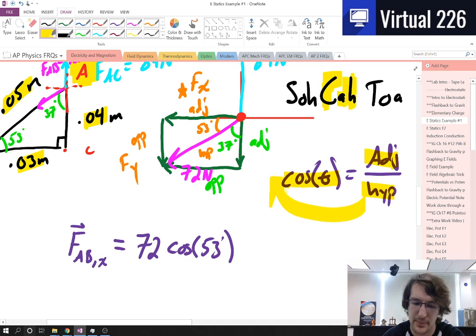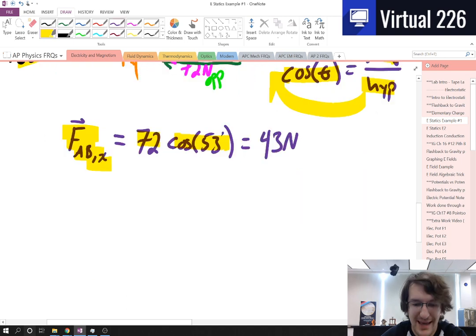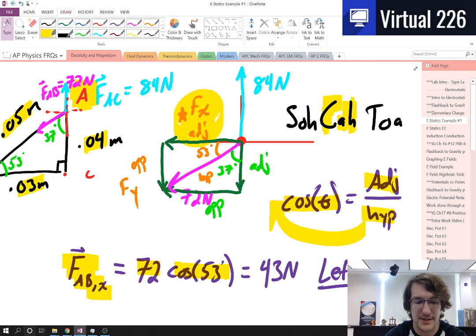I move that hypotenuse over, so I get 72 times the cosine of 53 equals the adjacent side, which is the force of AB in the x direction. That is this value up here, F of x, or Fx, excuse me. Okay, so this will give us a value here of, what is this number? 43 newtons. And that value is acting in the left direction. Look how we drew this here. This is acting in the left direction here. It's going to the negative x direction, okay?